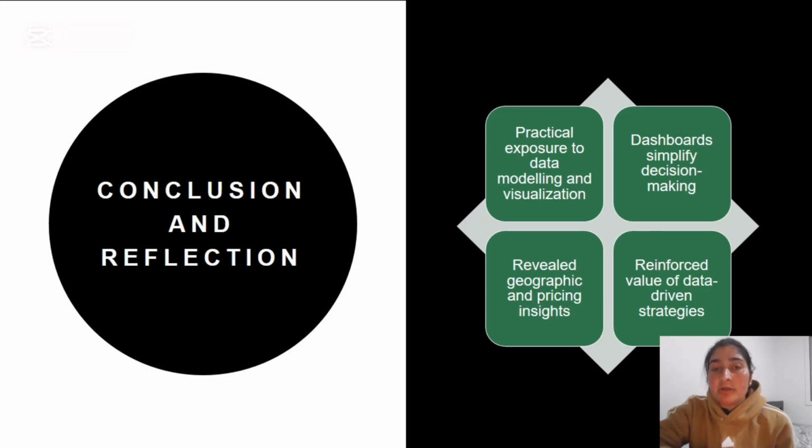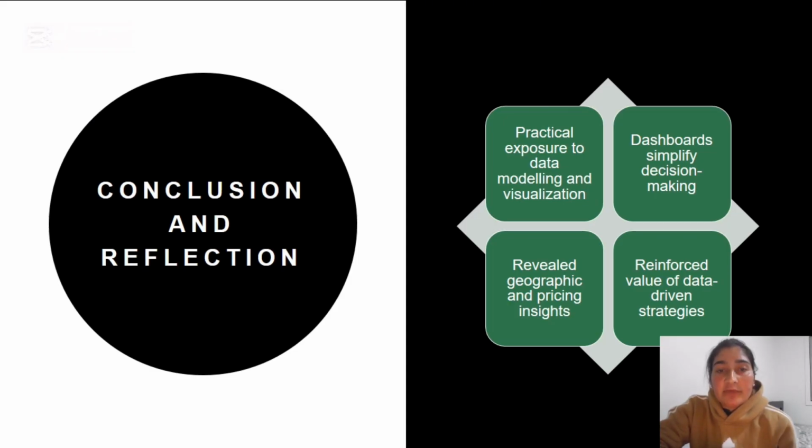I divide my part into 4 points. The first is practical exposure to data modeling and visualization. The second point is dashboards simplified decision making. The third one is revealed geographic and pricing insight. The last one is reinforced value of data driven strategy. Now I am going to talk about the main conclusion of our presentation.